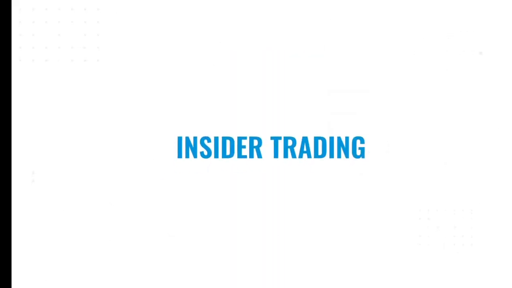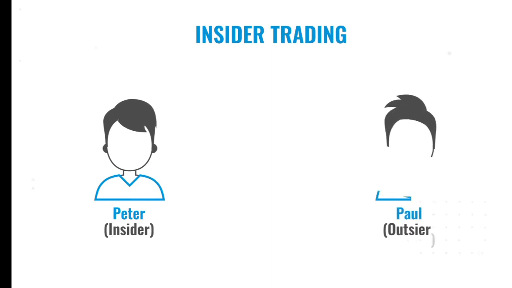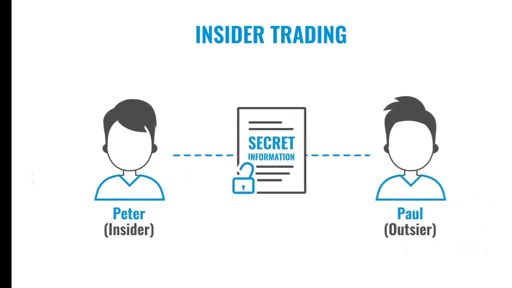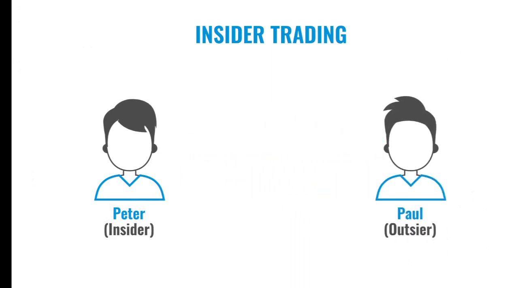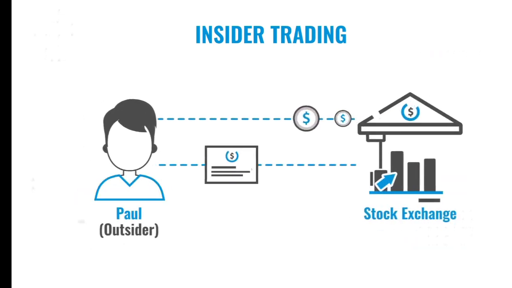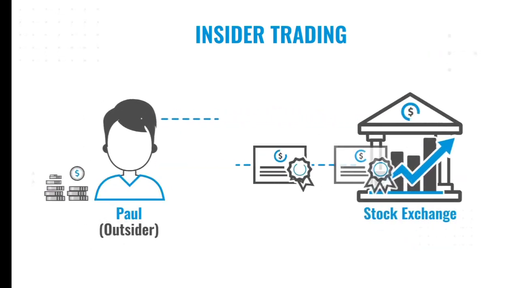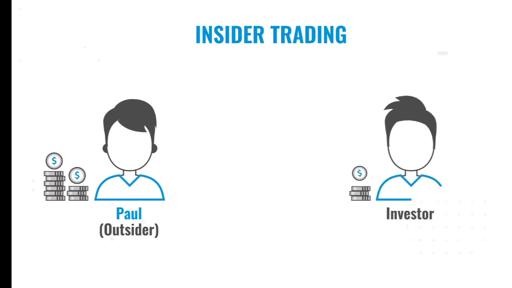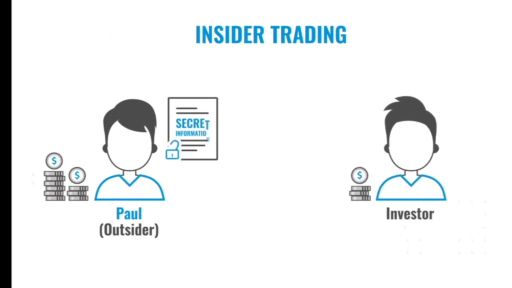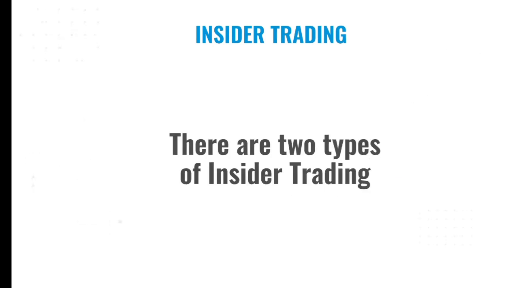Insider trading involves the trading of securities based on information that is not known to the public, where the insider could potentially make larger profits as compared to other investors, basis the insider or confidential information received. There are 2 types of insider trading.